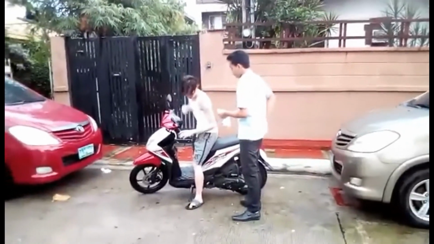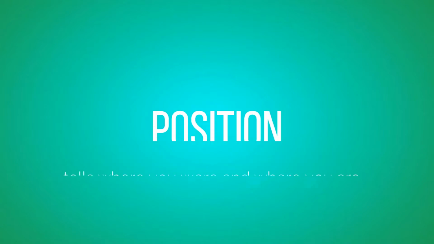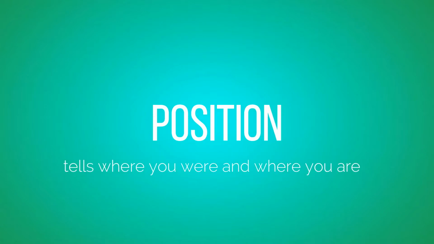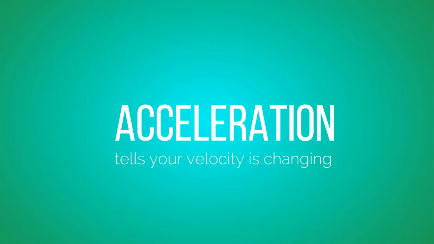Let's talk first about the 4 conditions of a motorcycle. Time tells how long you were driving for. Position lets you know where you were and where you are. Velocity tells the rate at which your position changes over time. It is like speed, but it has a direction. And acceleration lets you know that your velocity is changing.